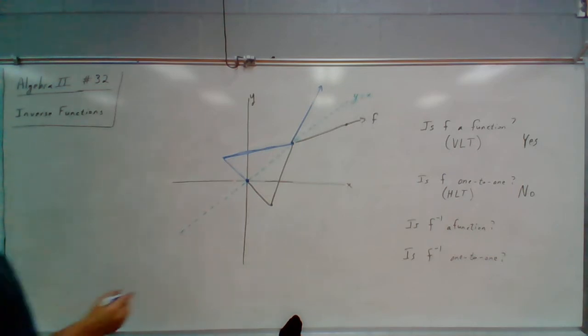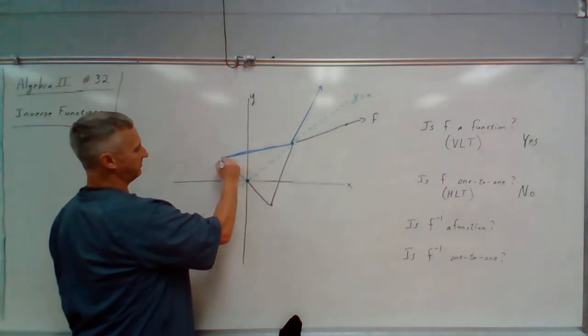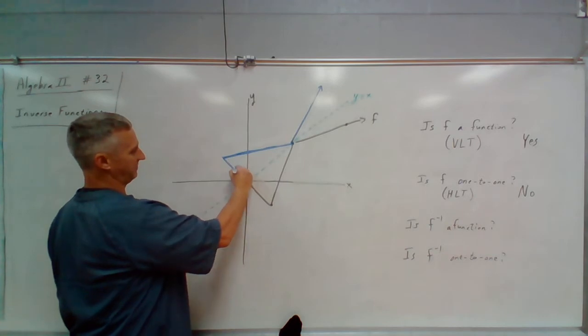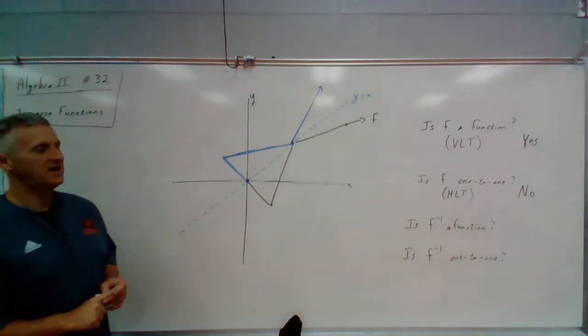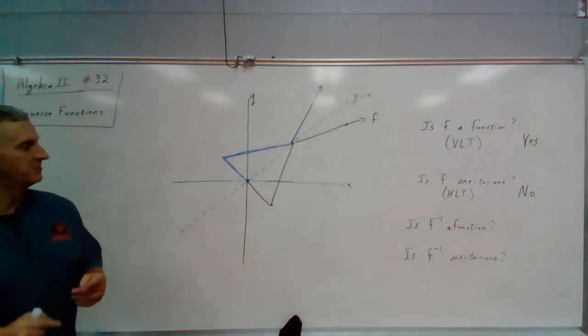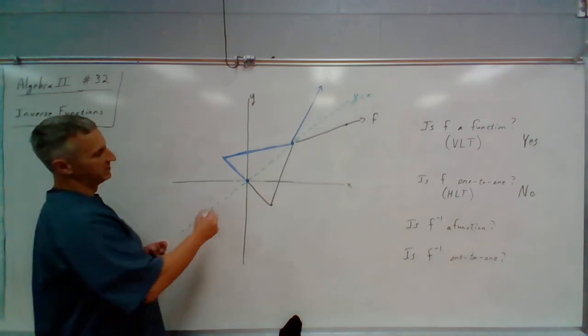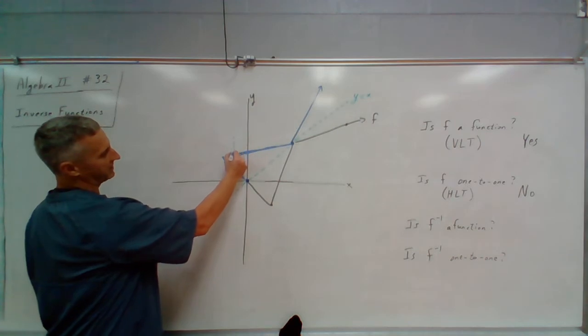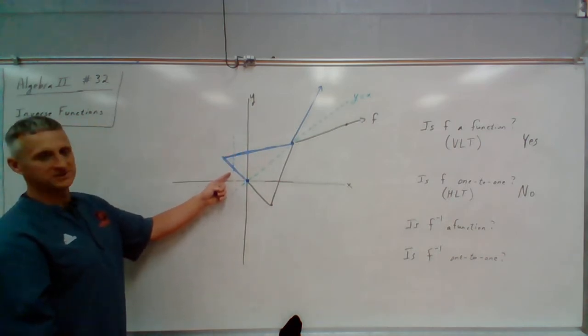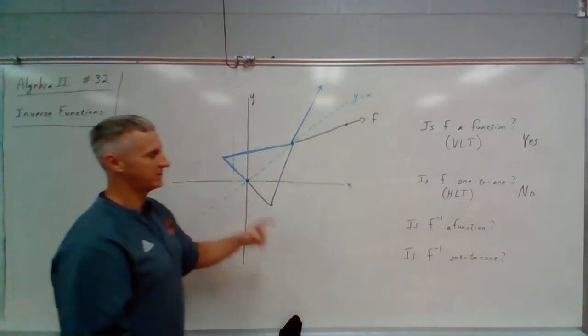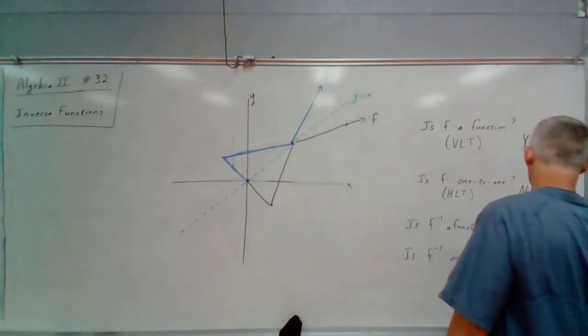All right, good. Now some questions about the blue graph. First question, is the blue graph a function? So does it pass the vertical line test? Well, no, it doesn't. If I draw a vertical line here, it'll touch more than once. So it's not a function. It fails the vertical line test. So no.